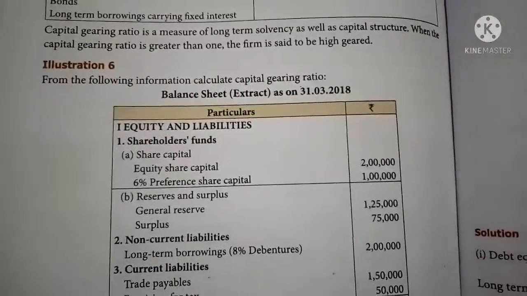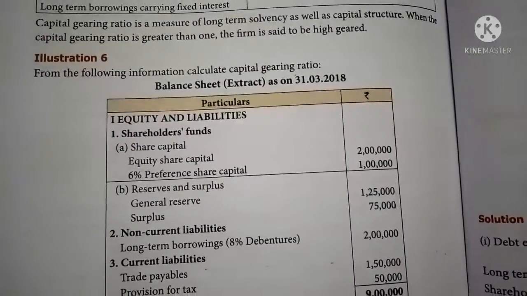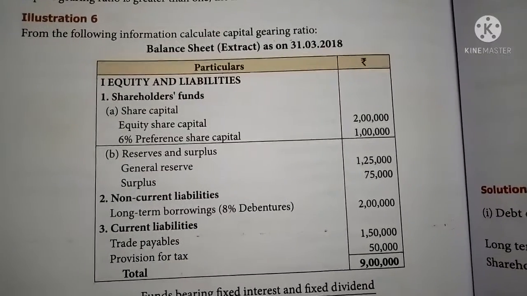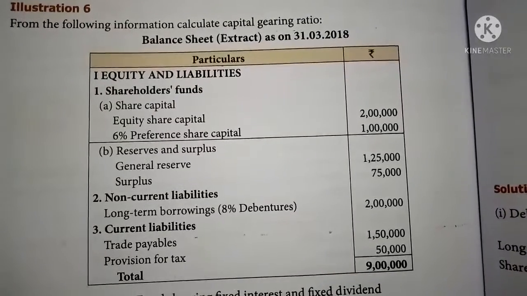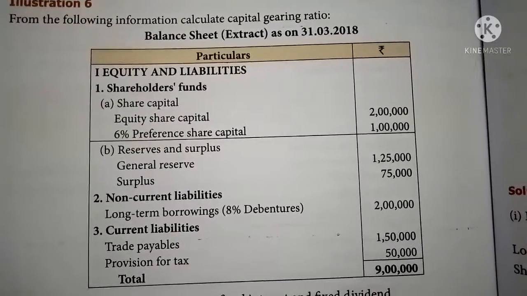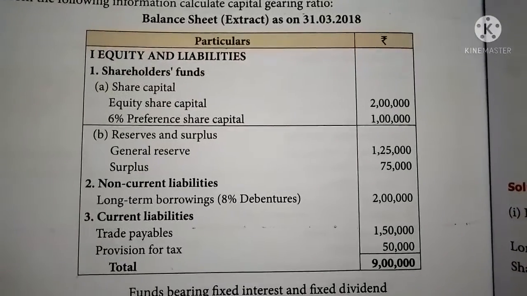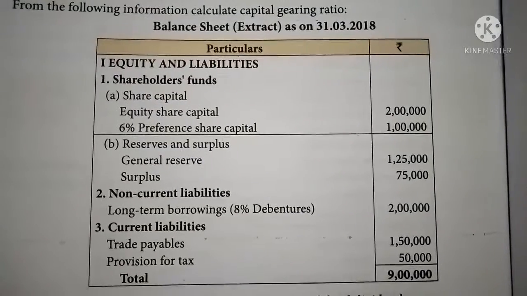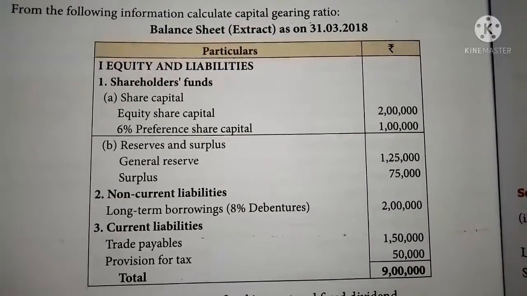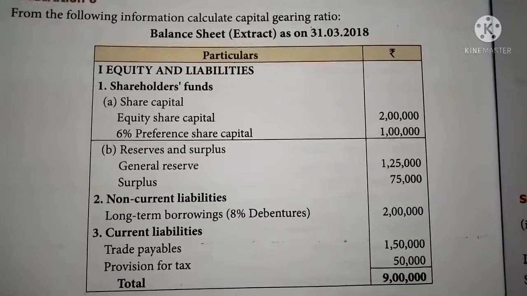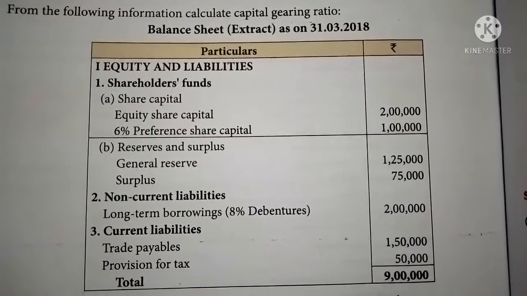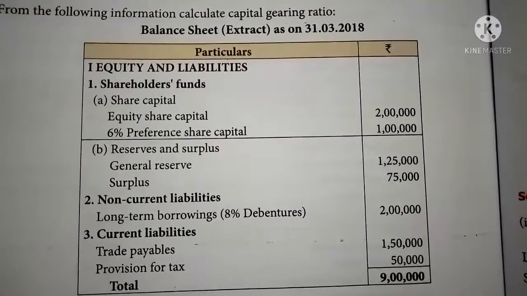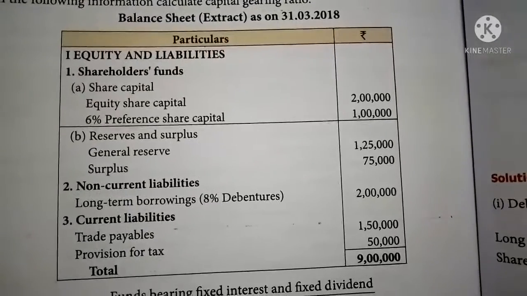So in order to make capital gearing ratio more understandable, we discuss one example sum, that is illustration 6. In this illustration 6, they are asking to find out the capital gearing ratio. From the given information, we need funds bearing fixed interest and fixed dividend. That is 6% preference share capital 1 lakh, and then long-term borrowings, 8% debenture, 2 lakh. So totally 3 lakh will be the fixed interest and fixed dividend funds.